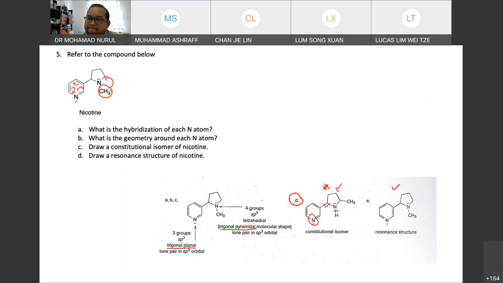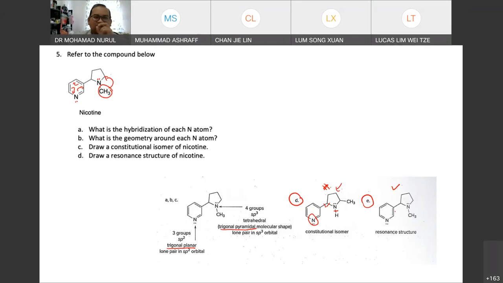And then for D, the resonance structure, can I make it like it has formal charges? One positive and one negative? Oh no, you cannot, because this one is a neutral compound. For a neutral compound, you cannot put charges like that.